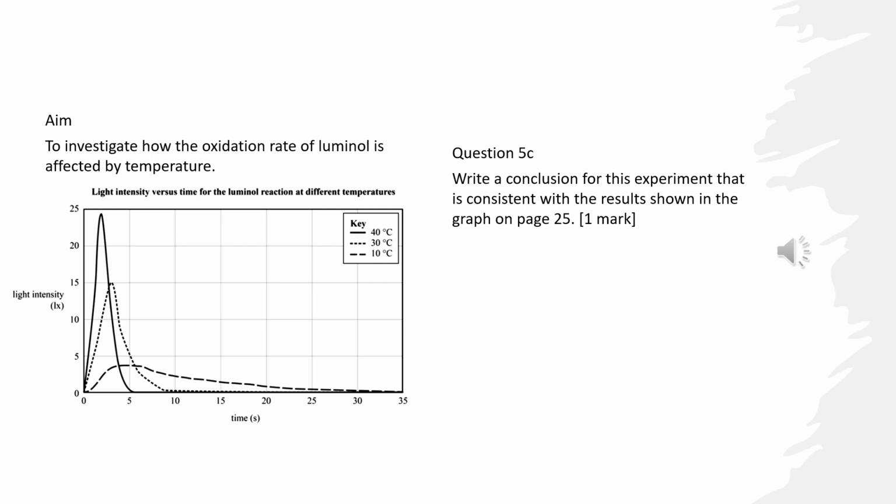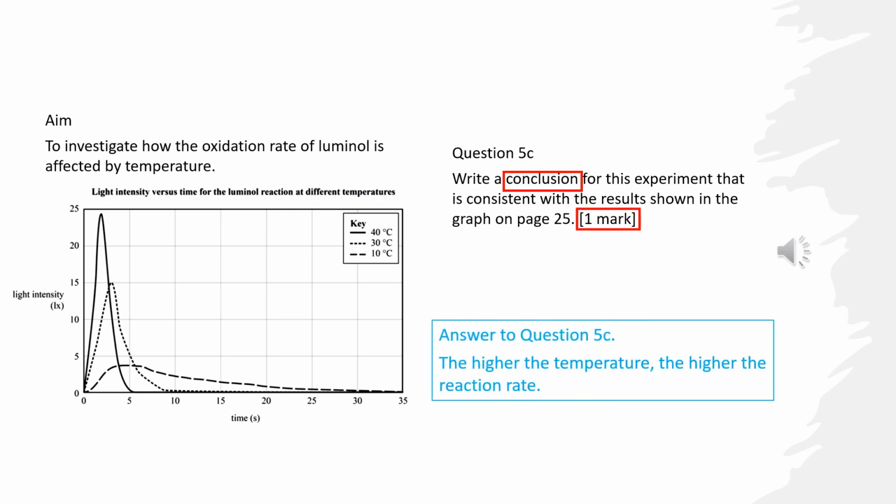Understanding the question is key. The question requires writing a conclusion, and since it is only worth 1 point, simply stating the conclusion was sufficient. Recalling the experimental purpose and referring to 5a, it is not difficult to conclude that the higher the temperature, the faster the reaction.